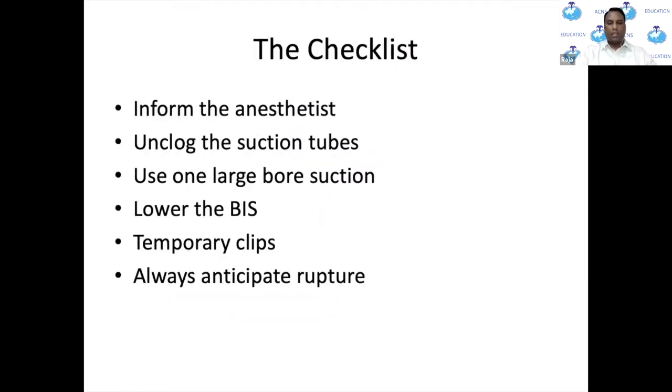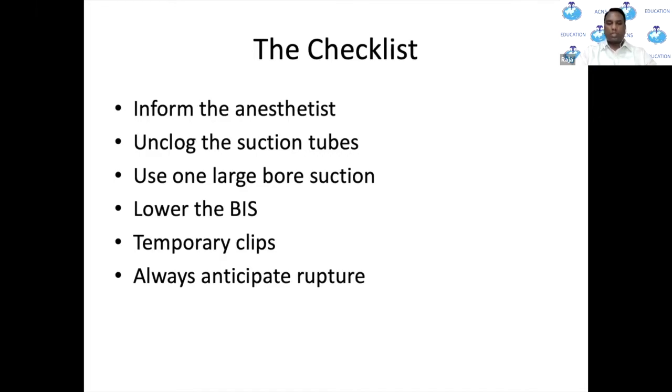The checklist. Before you expose the aneurysm, we always inform our anesthetist. That is the first thing we do. Then you unclog your suction tubes, because in case of a rupture, that is the only thing that will carry you home.